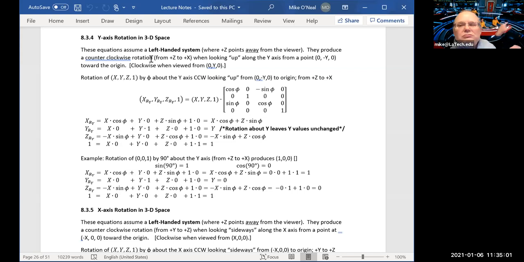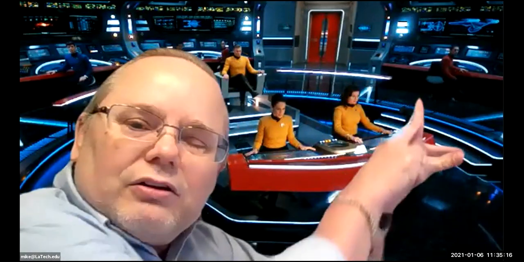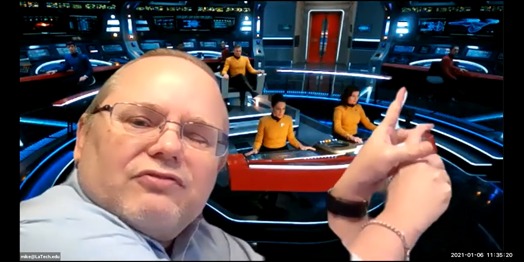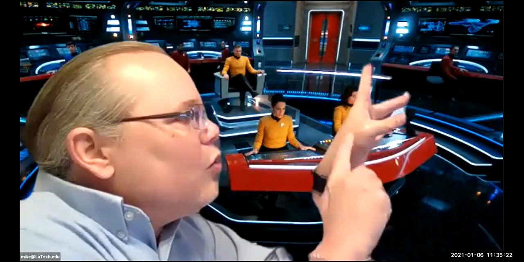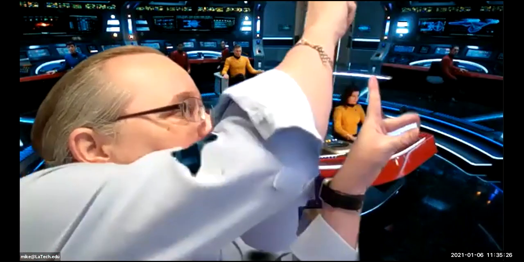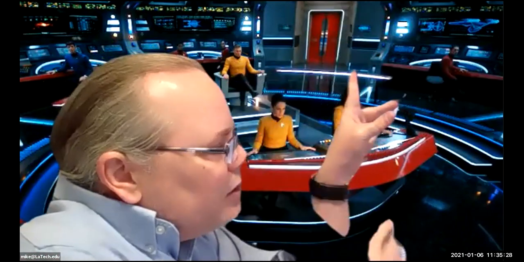So now we still have our left-handed system, right? But we're doing a y-axis rotation. This is our x finger. This is our y finger. That's our z finger, right? So we're going to be doing a y-axis rotation. Positive y is up here. Negative y is down here.